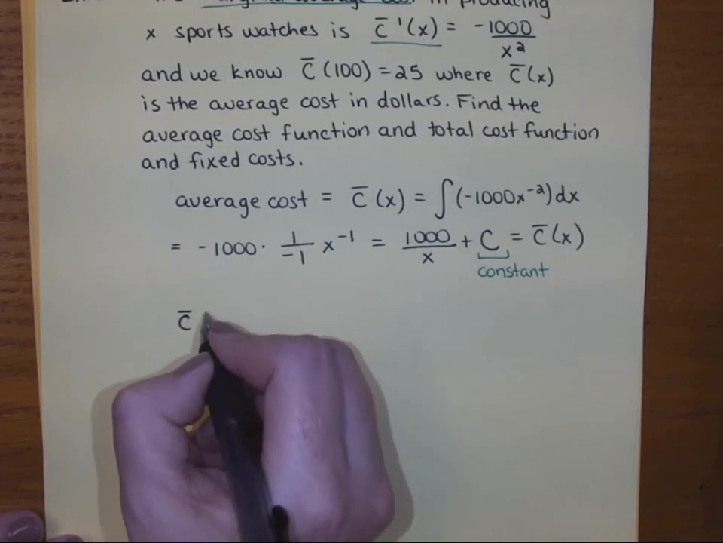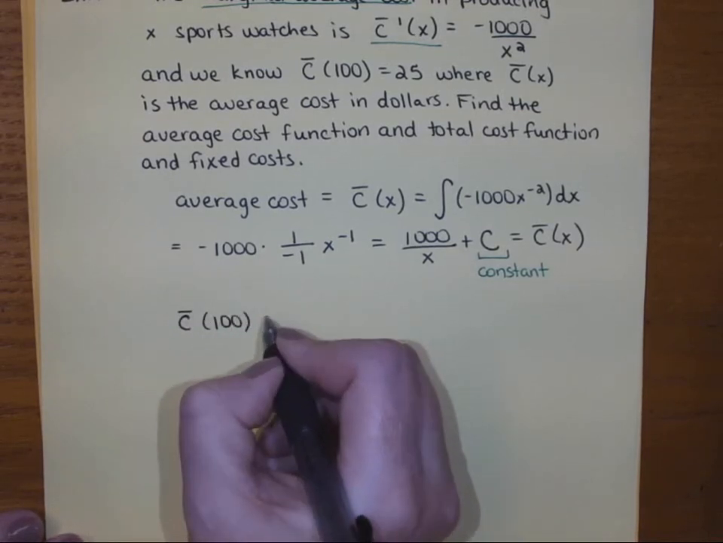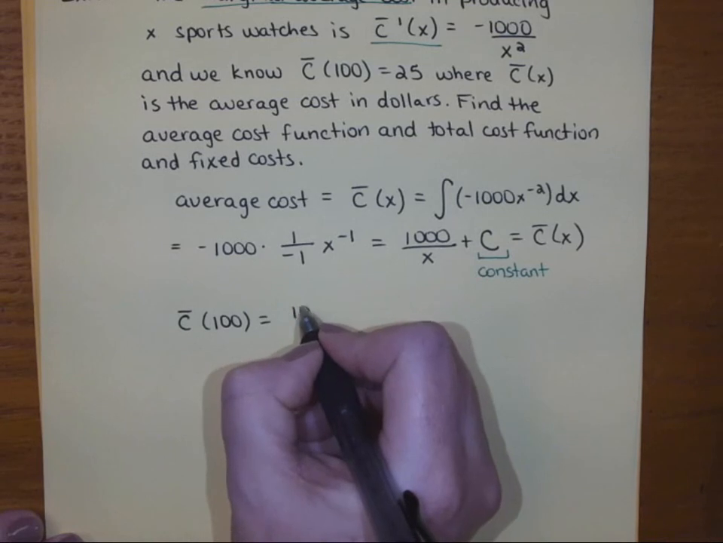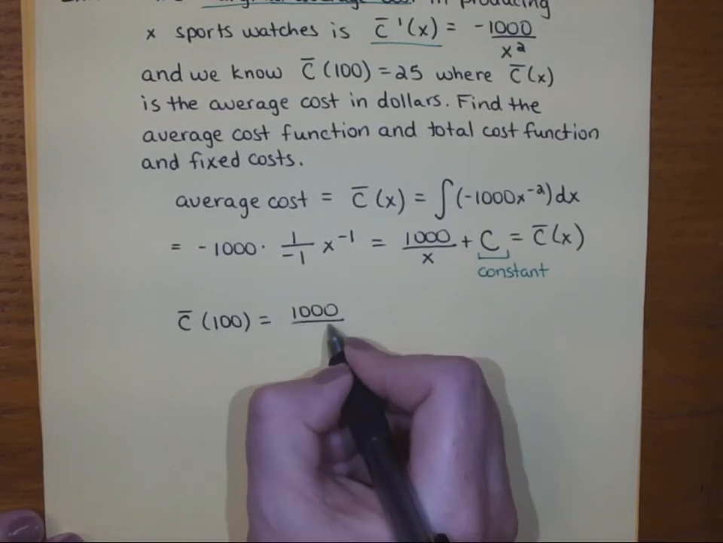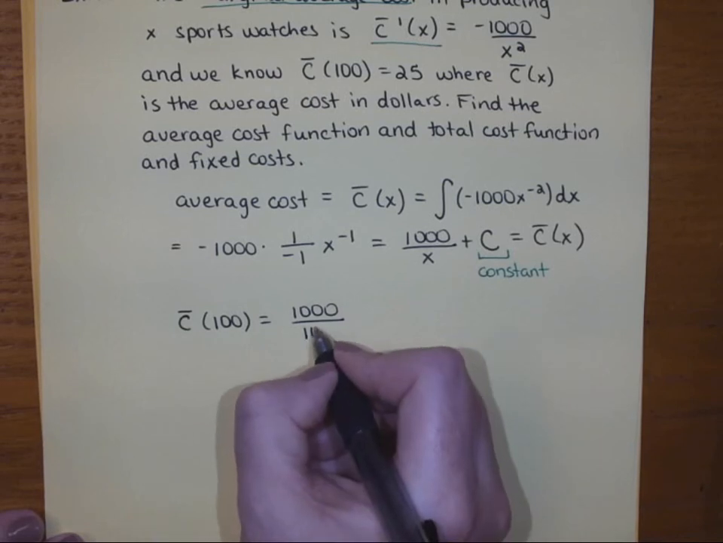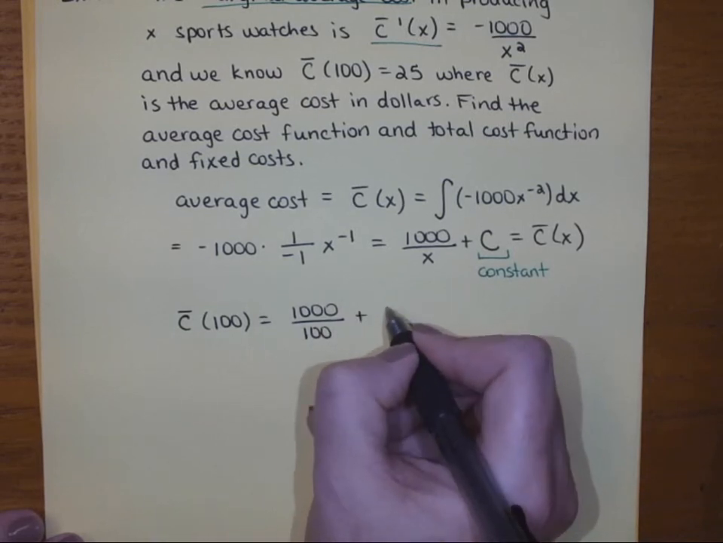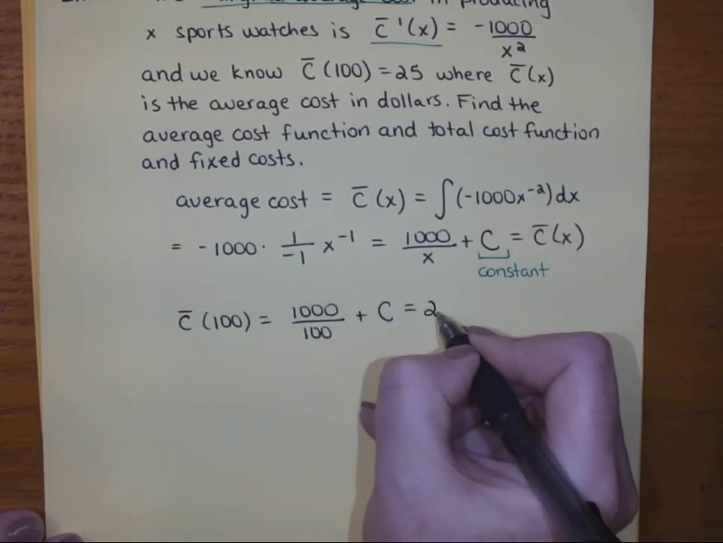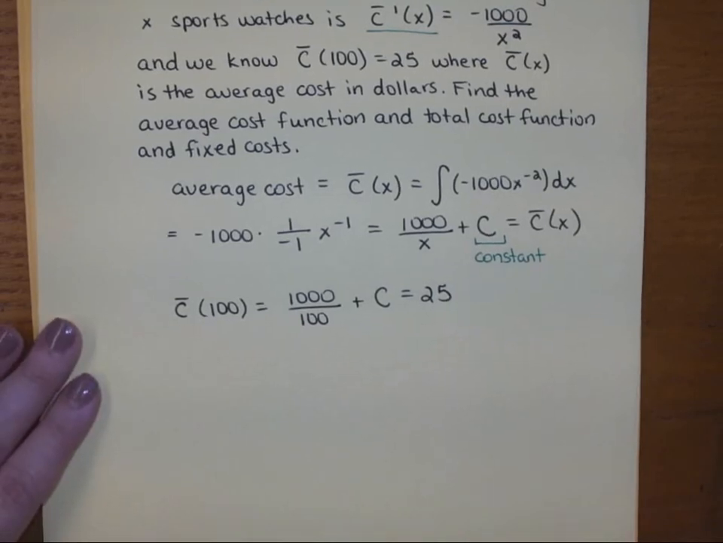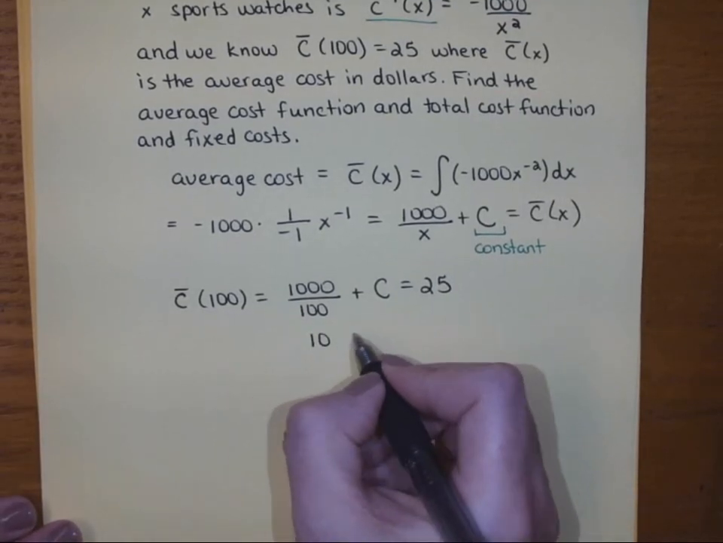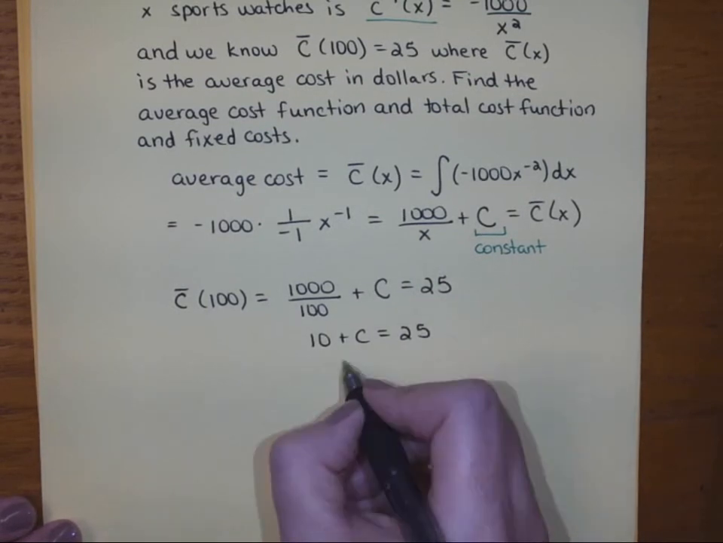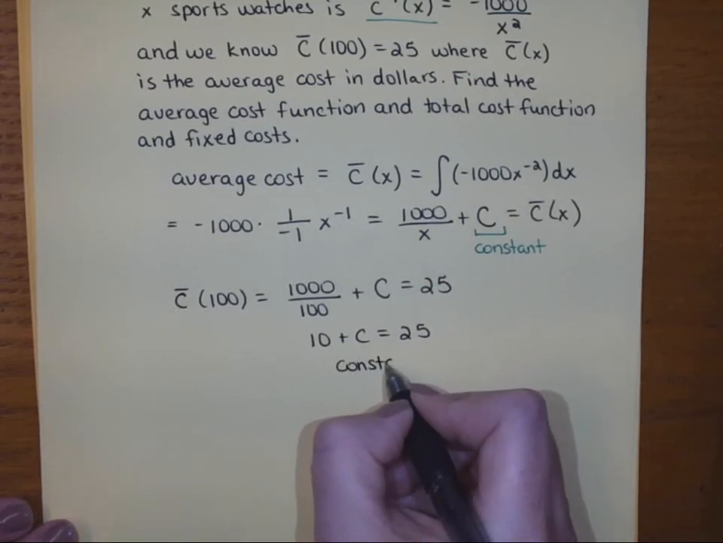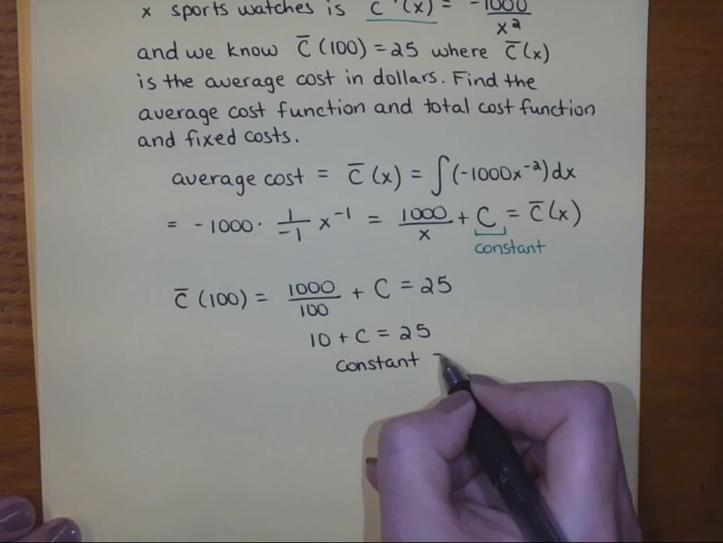So if we plug in 100 to this mystery equation, we're supposed to get an answer of 25. So let's see how we can make that happen. We're plugging in 100, we're going to add some number, and we're supposed to get 25 for a response. But that works out to be 10. So 10 plus c equals 25. So the constant in this problem is just 15.